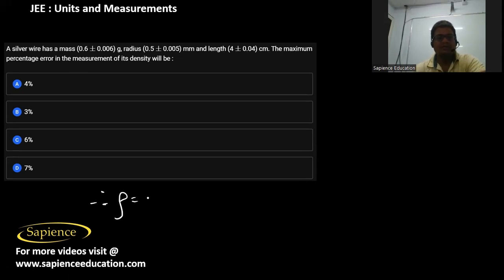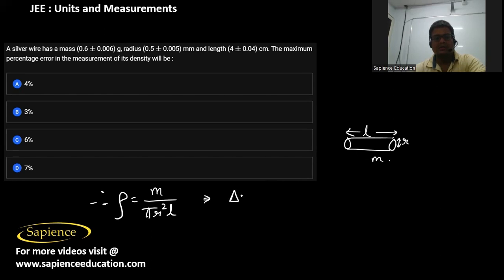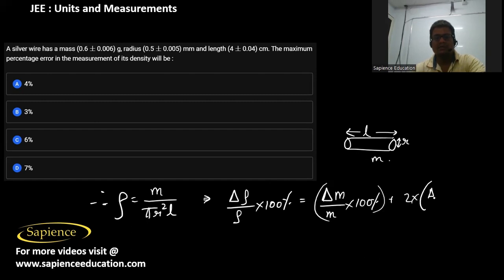Now density, as we know, for a silver wire, which is obviously a cylindrical wire, its length is L, its radius of cross section is R and its mass is M. So density is mass by volume, and volume is pi R square L. Therefore the percentage error in the measurement of density, which is delta rho by rho into 100, is equal to the percentage error in the measurement of mass plus twice the percentage error in the measurement of radius plus the percentage error in the measurement of length.